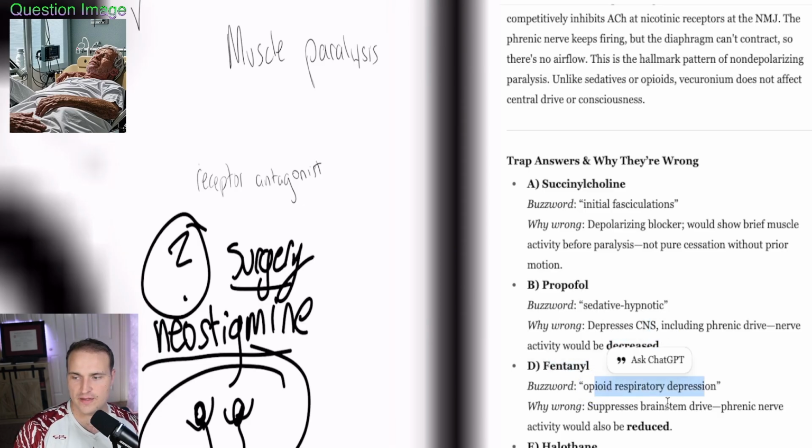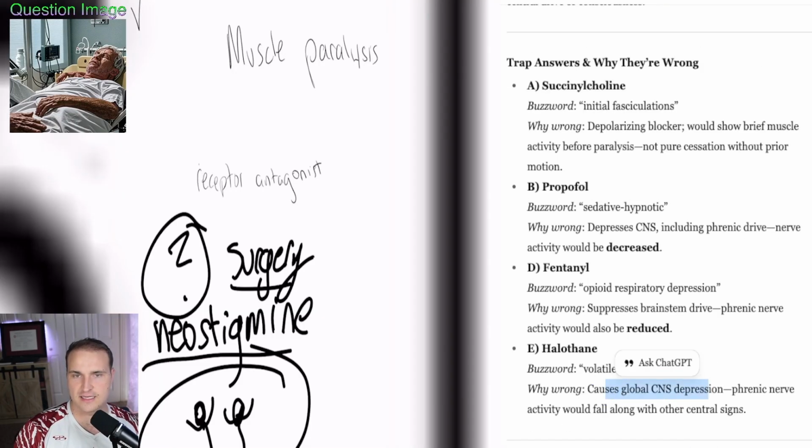Fentanyl, opioid, they said they didn't have opioid signals, right? Opioids, barbiturates, those would depress the CNS anyways, and so that would cause the phrenic nerve activity to go down. Halothane, it's a volatile anesthetic, causes CNS depression. They could give you other things, tetrodotoxin, lidocaine, right? Those will block the nerve or just kill the heart, right? The phrenic nerve activity also would decrease or disappear.